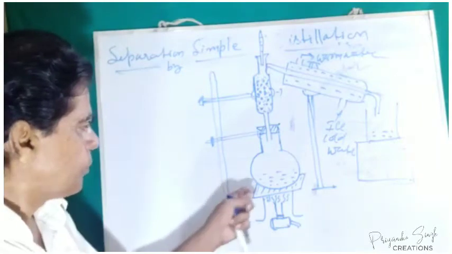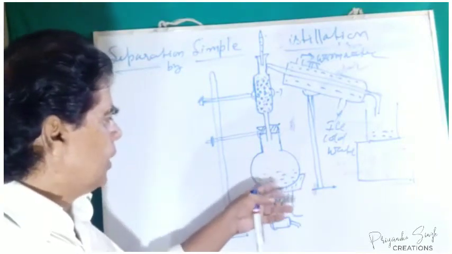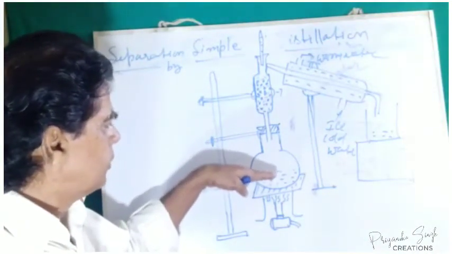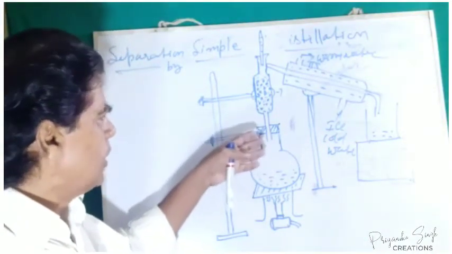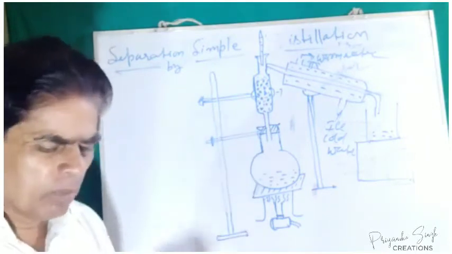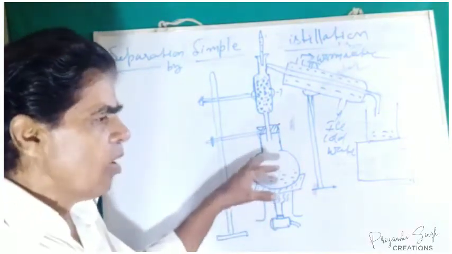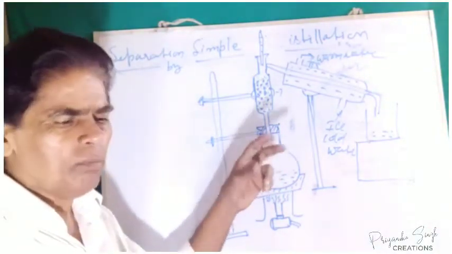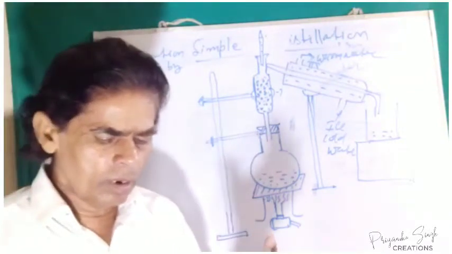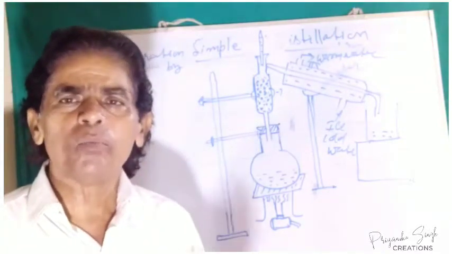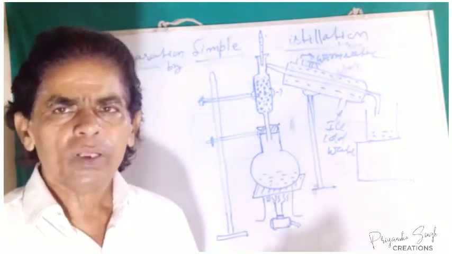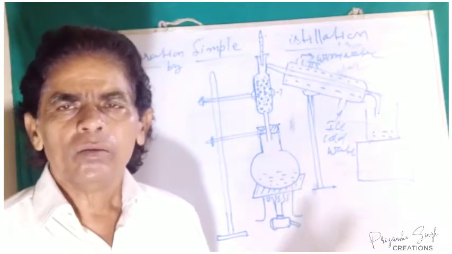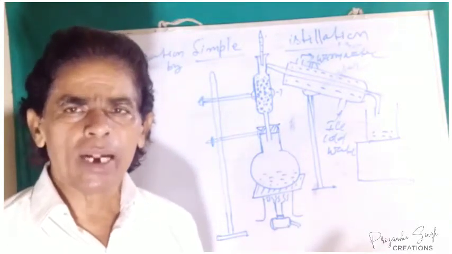Now see here, as the liquid is being warmed, the liquid starts boiling, and there may be the boiling of two or more liquids at the same time, because the difference in their boiling points is very narrow. That is why there is a possibility of evaporating more than one liquid at a time.